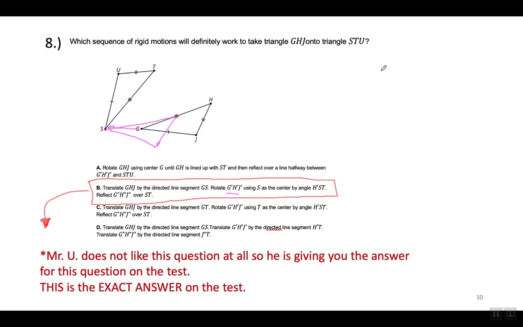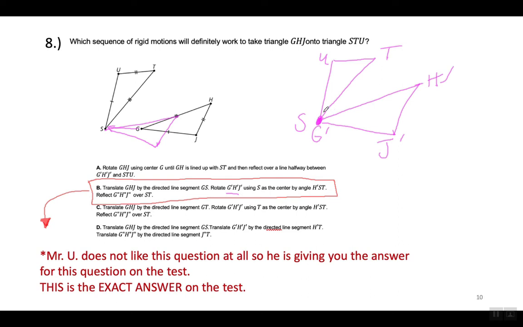Let me draw it over here because it's kind of messy. Let me draw it over here real quick. So here's S, U, T. And after we move it, here's G prime, J prime, H prime. And the S and the G prime are the same dot, okay?